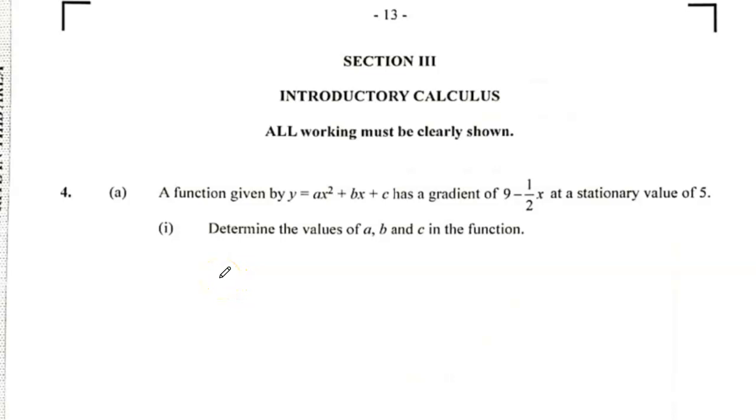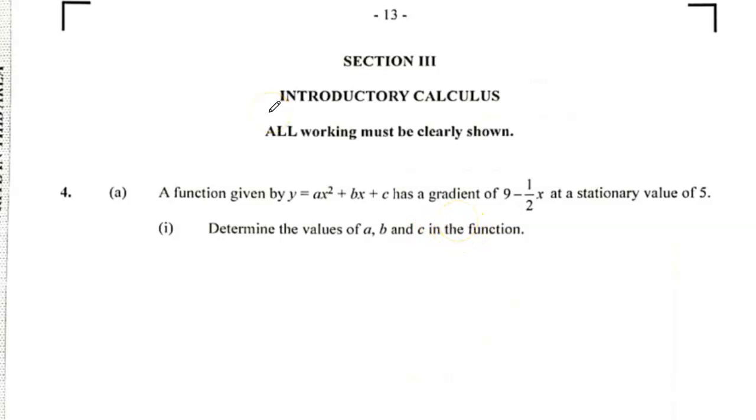Question 4. A function given by y equals ax squared plus bx plus c has a gradient of 9 minus half x at a stationary value of 5. Determine the values of a, b, and c in the function.